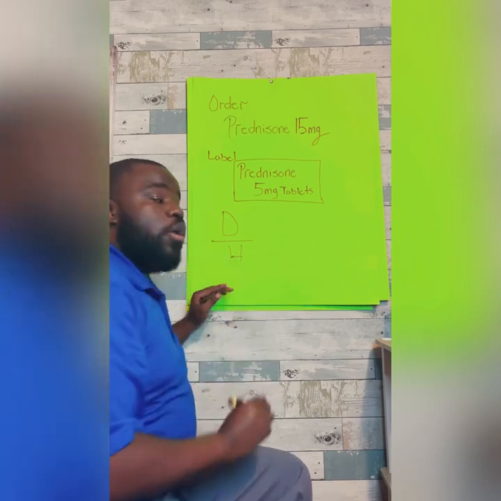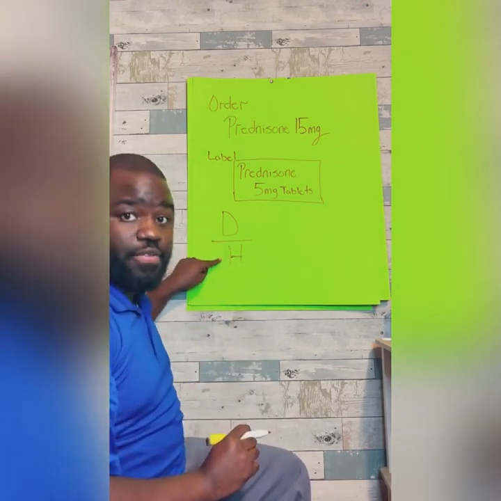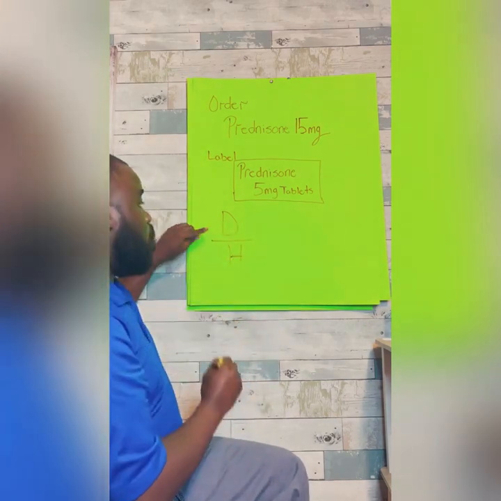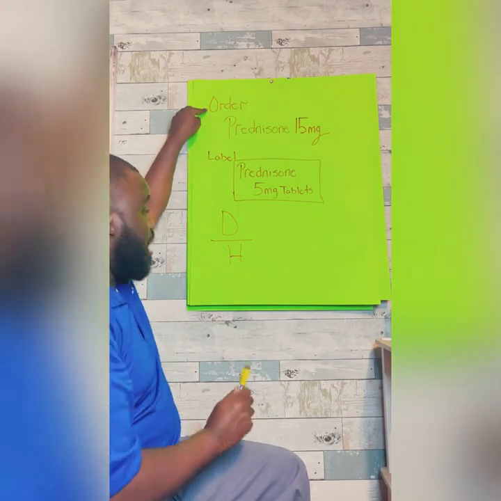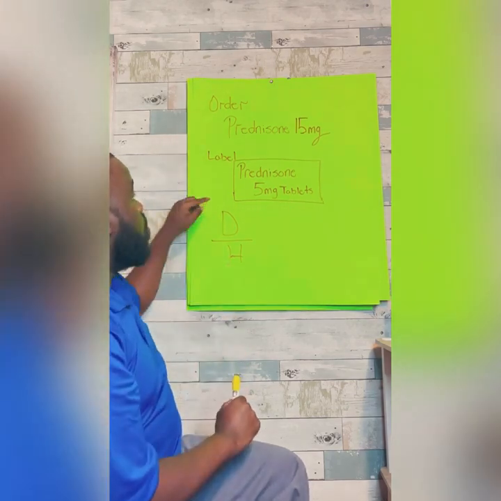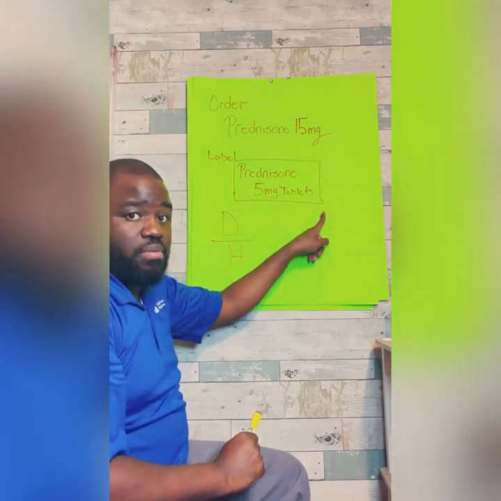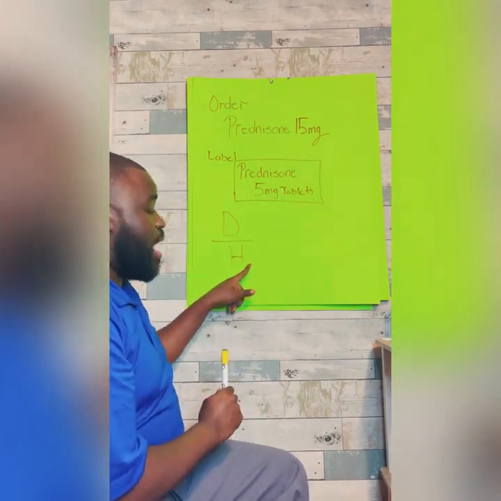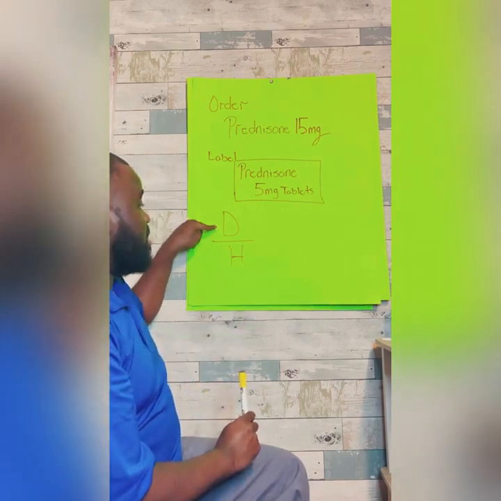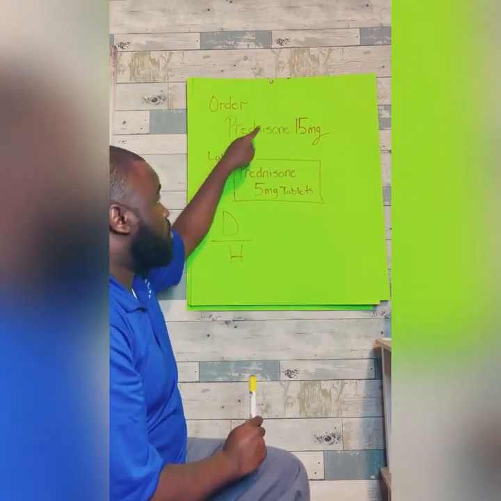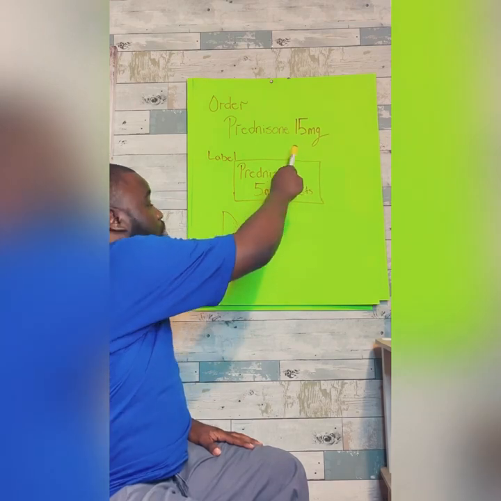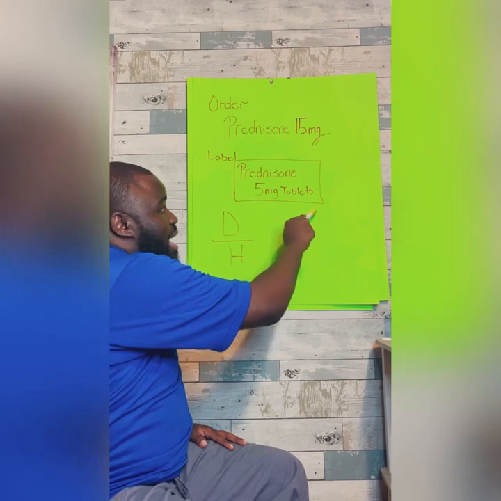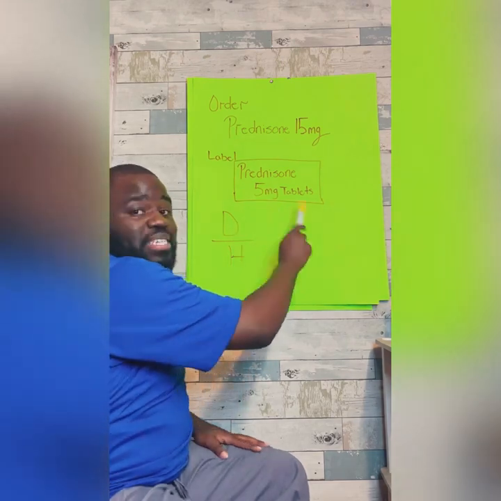Desired over half. Okay? The D stands for what the doctor ordered. The H stands for what do you have on hand. D over H, desired over half. The D stands for what the doctor ordered, which is prednisone. And the H stands for what do you have on hand? And you have 5 milligram tablets.